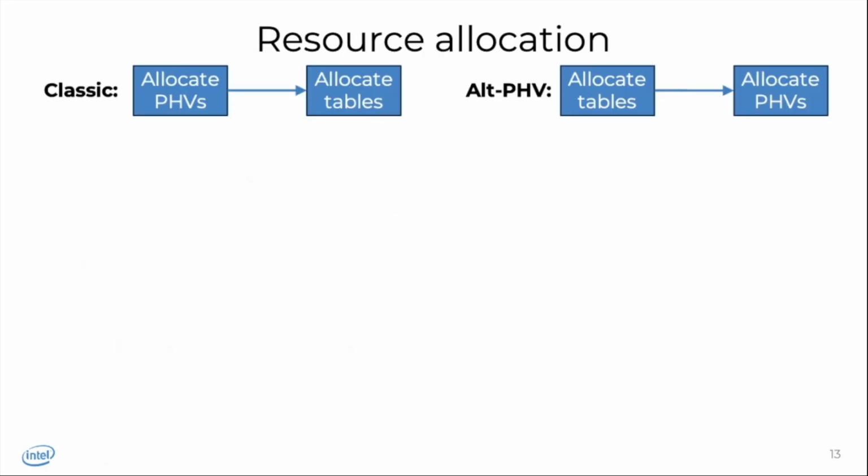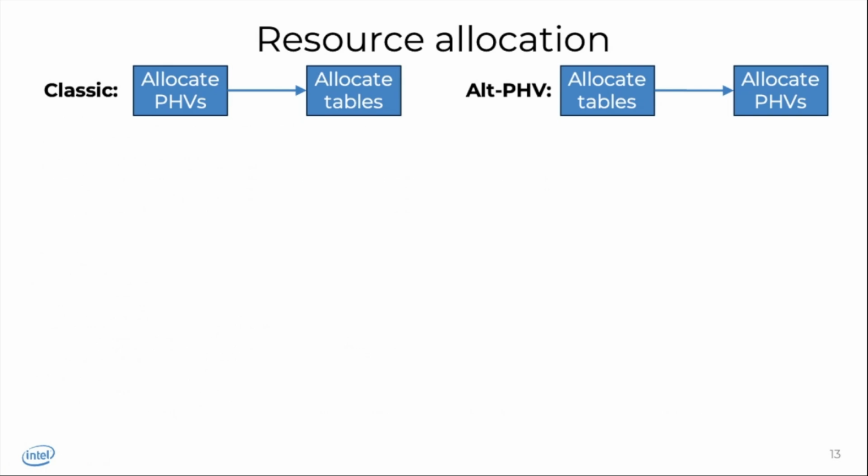All right, and I know I'm going through things very quickly here. Now I'm going to quickly talk about the resource allocation. So we've got two different resource allocation strategies. We've got the classic allocation strategy that's been there for a long time, where we start by allocating PHVs, and then we perform table allocation afterwards. And then more recently, there's been an experimental alt PHP allocation strategy that's been added, where basically the ordering is flipped. So we do table allocation first, followed by PHP allocation.